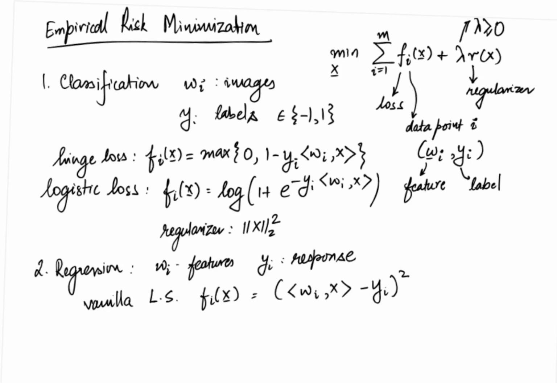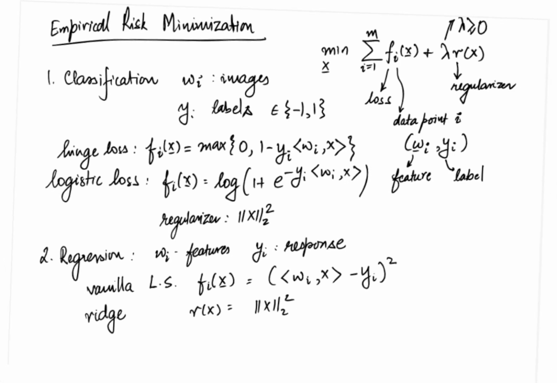In the vanilla or classical least squares, there is no regularizer. Then there is ridge regression, where the regularizer is equal to the norm of x squared. More recently, in the last 2 decades, people have used the lasso regularizer, where r of x is equal to the norm 1 of x, which encourages sparsity in x.